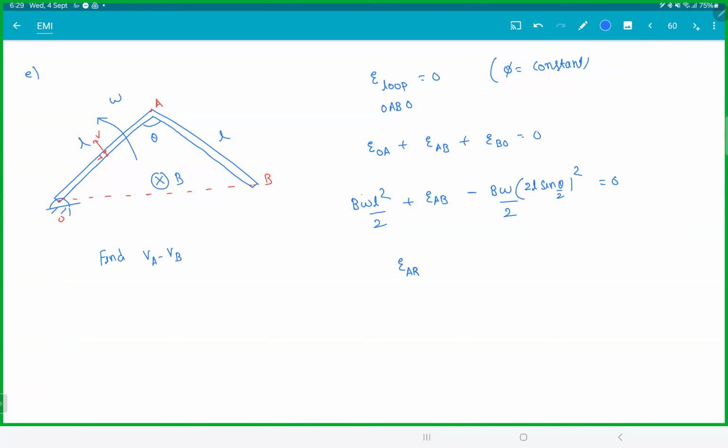So therefore, A to B must be the balance. So B omega by 2, 2L sine theta by 2 whole square, minus B omega L square by 2. Check. I think, Aryan, you found from O to B, I guess. Yeah. So that's it. So be careful.